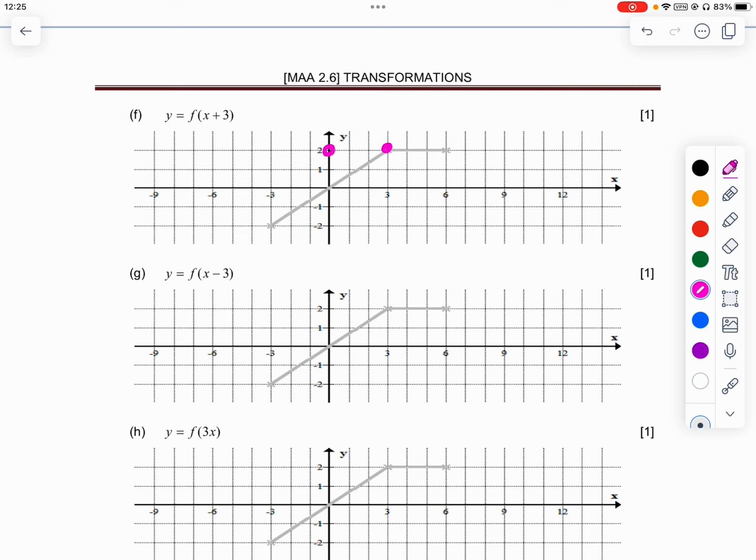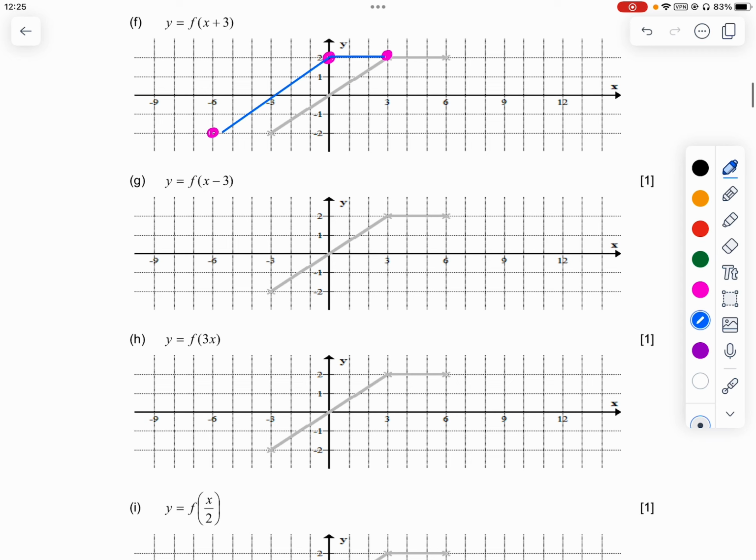And this is a point, and same is the way it becomes over here. So the total graph is moving 3 units backwards. The total graph will be moving 3 units forward. Over here, and over here. This is going to be the graph.